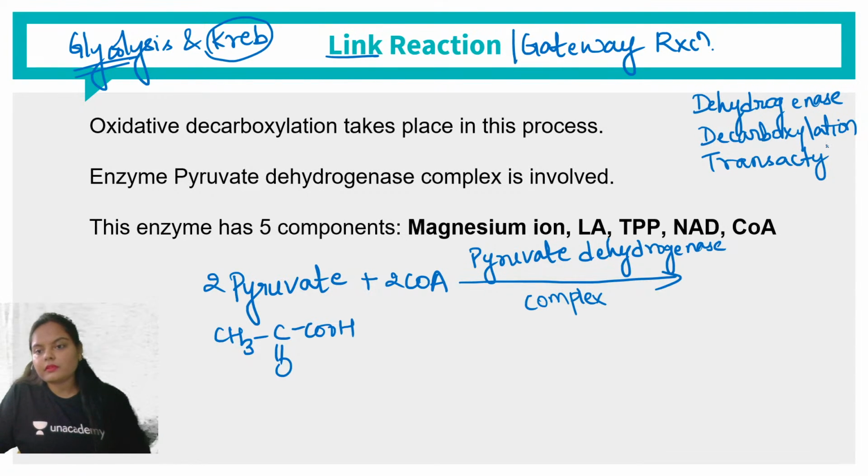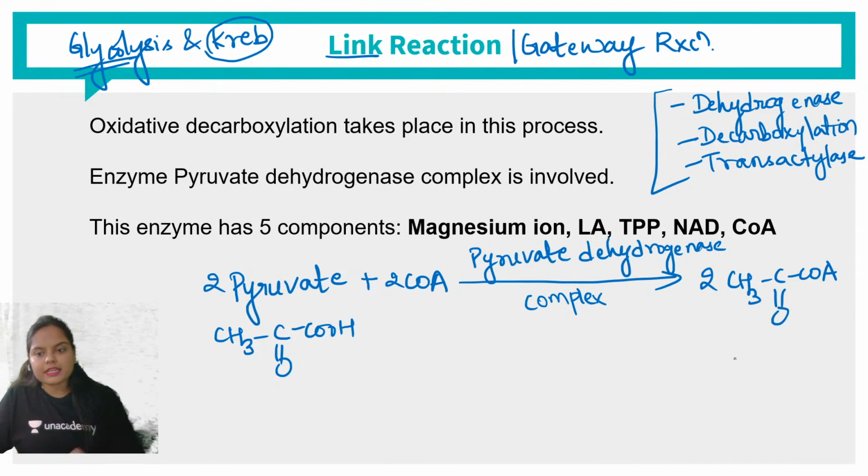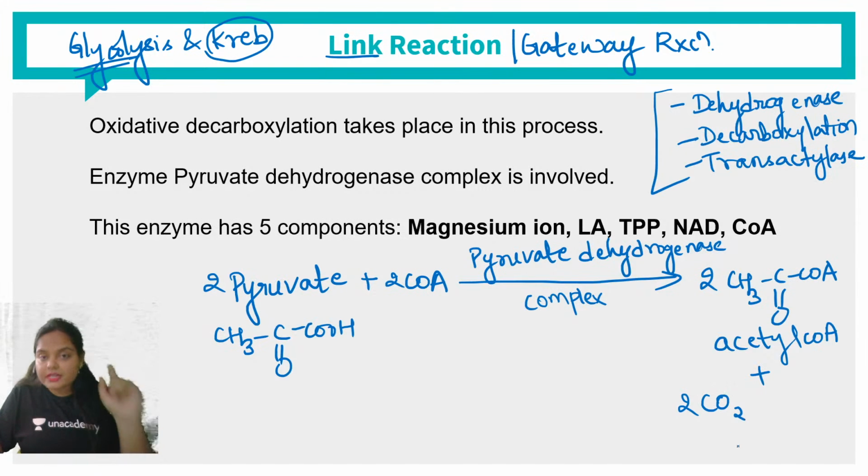Although there are more enzymes present in this complex, I am mentioning these three important enzymes: the dehydrogenase, the decarboxylase, and the transacetylase. These are the three major enzymes found in this particular complex. Now in the presence of this enzyme complex, the pyruvate gets converted into acetyl coenzyme A. And for the first time in the history of respiration, CO2 is released.